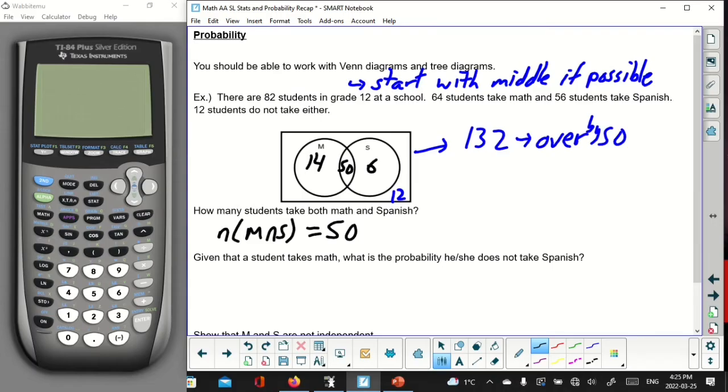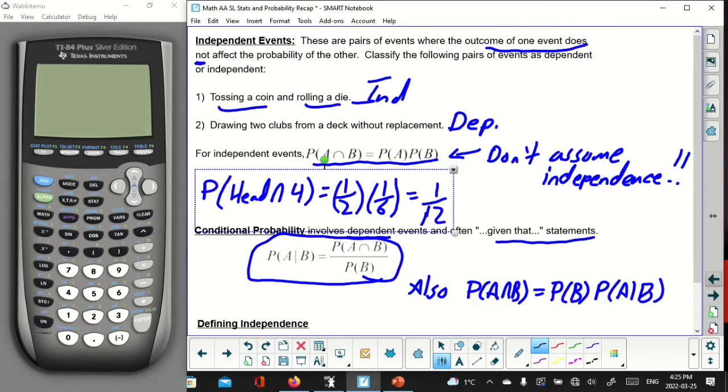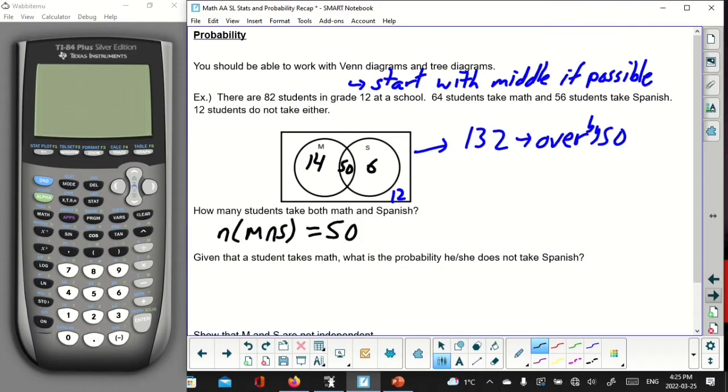Given that a student takes math, what's the probability that he or she does not take Spanish? Oh my. So we're going to do this two ways. We're going to do it with the formula that is right here, and then we're going to do it informally. And generally, if you're able to think it through informally, that's probably at least as good.